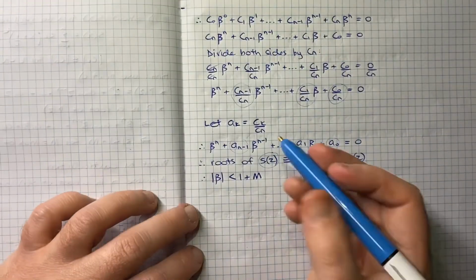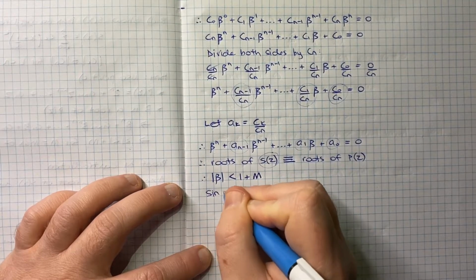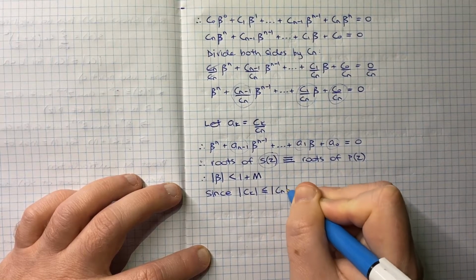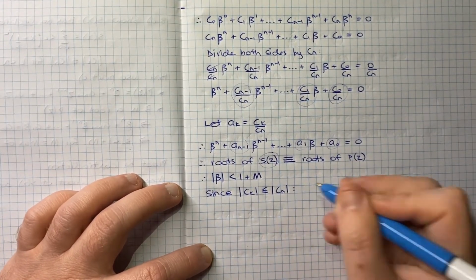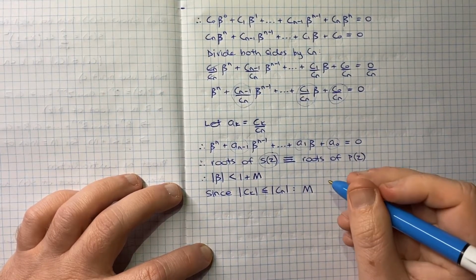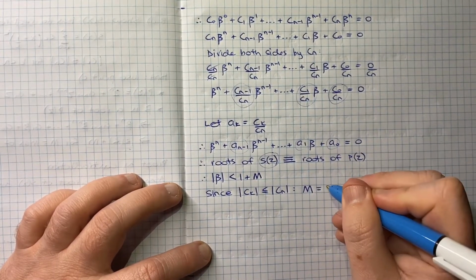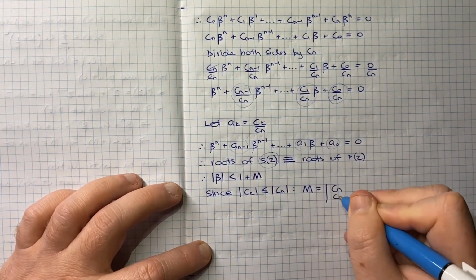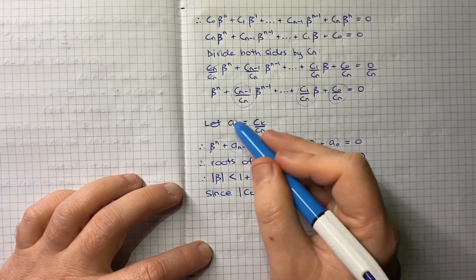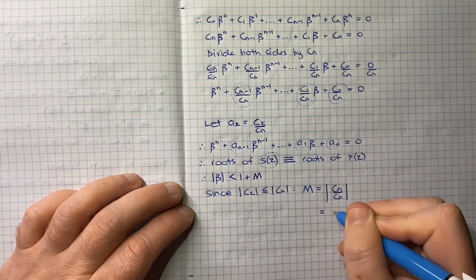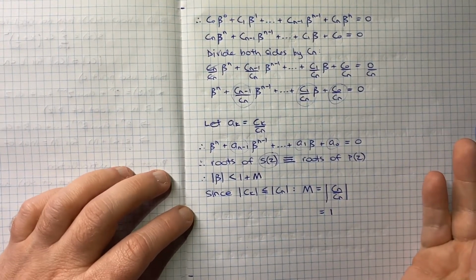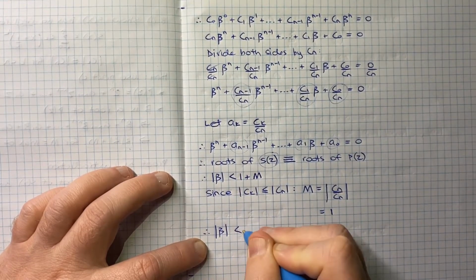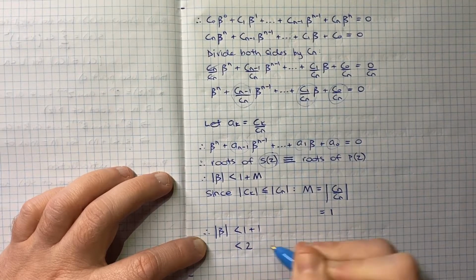So I guess we can say something like, since the absolute value of c_k is less than or equal to the absolute value of c_n, it follows that M, our maximum coefficient, must be the magnitude of c_n on c_n. That's what's going to give us our maximum coefficient, and that is just the magnitude of 1, which is just 1. So if we know that M is 1, we can therefore conclude that our magnitude of beta must be less than 1 plus 1, or in other words, it's less than 2.